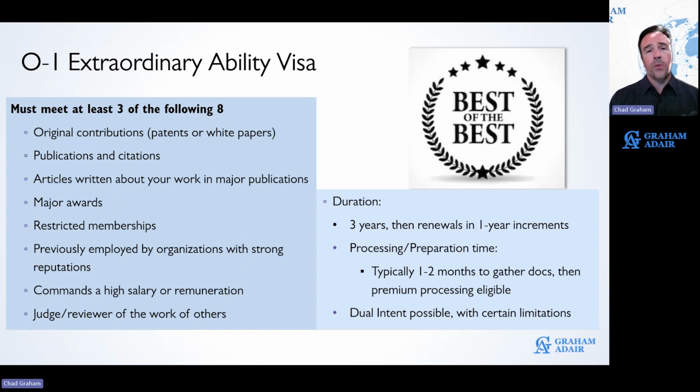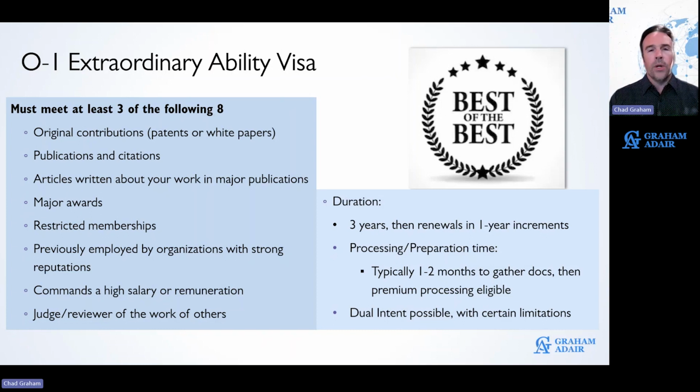Previously employed by organizations with strong reputations. So if you're employed by a publicly traded company, for example, that's very good evidence. Commanding a high salary or remuneration. We have to show that your salary is at least 25% above sort of what the average salary is in your field and in your geography.